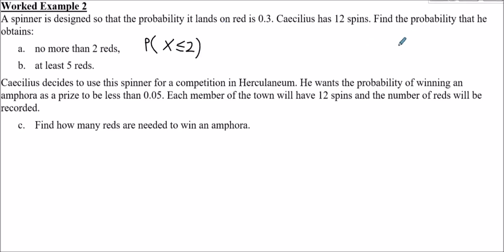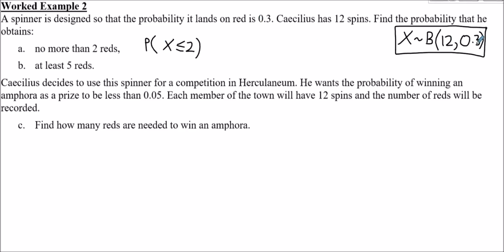X, by the way, for this one, because it's a spinner, it's either going to be landing on a red or not. It's binomial. We're assuming here it's a binomial distribution. So x is going to follow binomial. Number of spins is 12. Probability of success is 0.3. It's always a sound idea to get that written in before we properly begin.